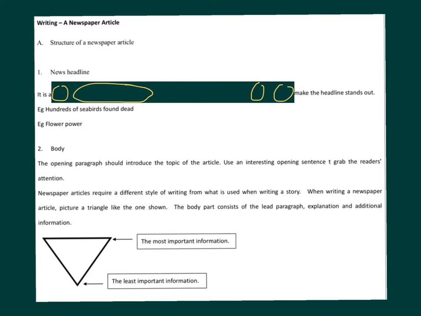Number 2. Body. The opening paragraph should introduce the topic of the article. Use an interesting opening sentence to grab the reader's attention. Newspaper articles require a different style of writing from what is used when writing a story. When writing a newspaper article, picture a triangle like the one shown. The body part consists of the lead paragraph, explanation, and additional information.